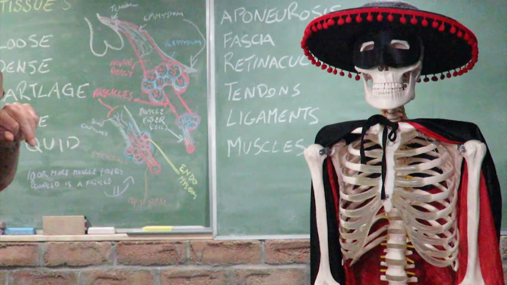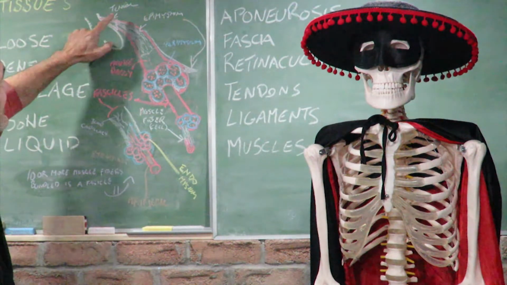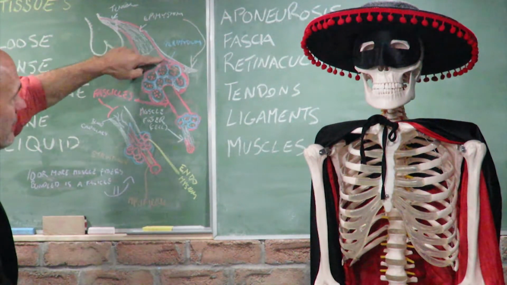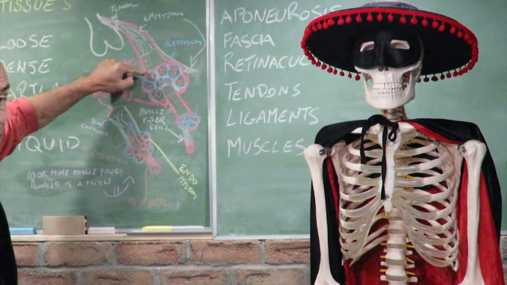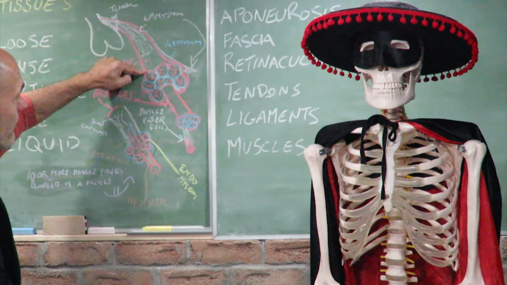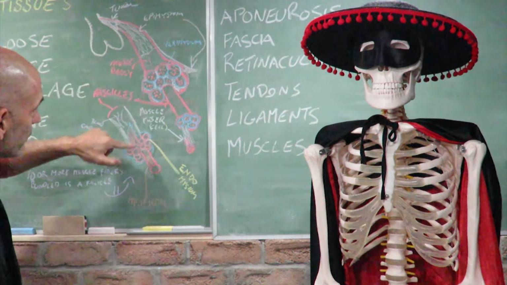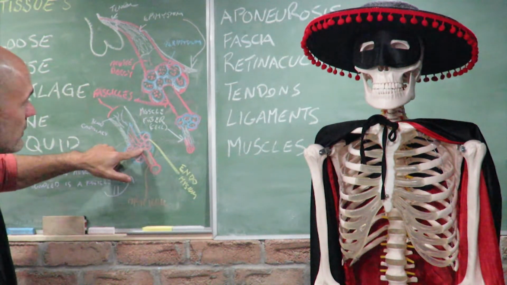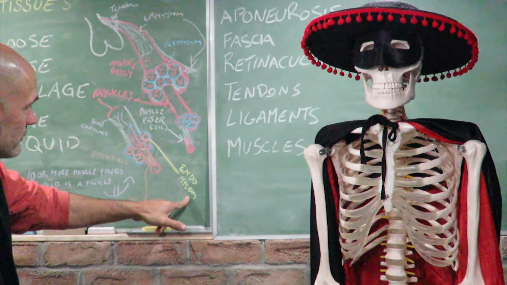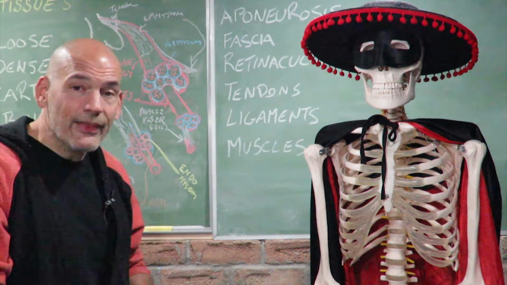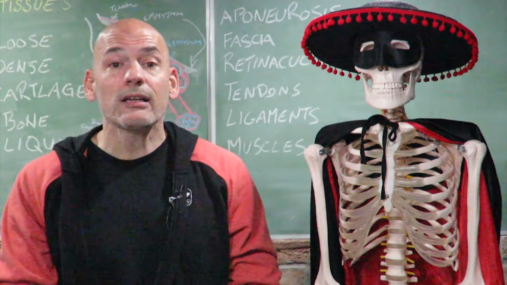So I'll show you again real quick. Bone, tendon, epimysium around the belly of the muscle. The muscle is made up of fascicles surrounded by perimysium. The fascicle is made up of muscle cells surrounded by endomysium. And that's the basics of a muscle.